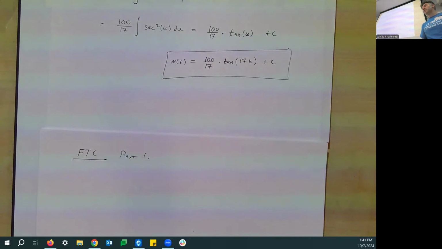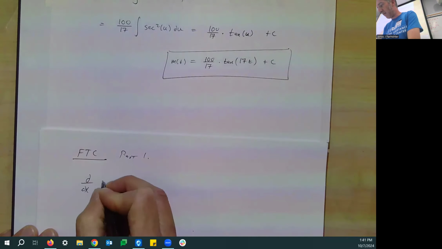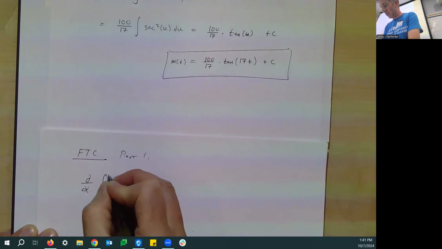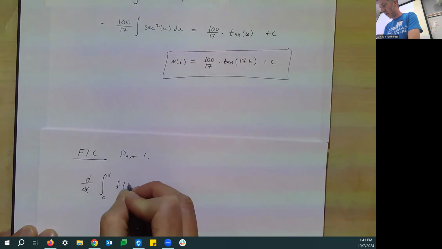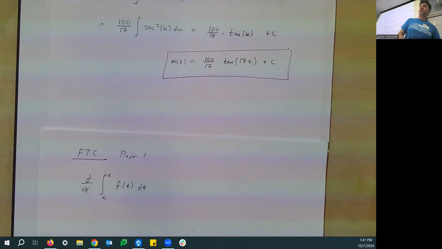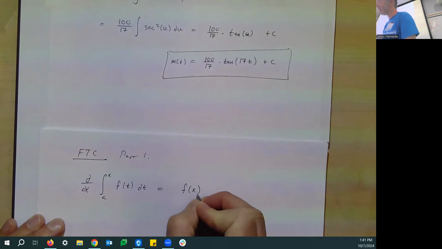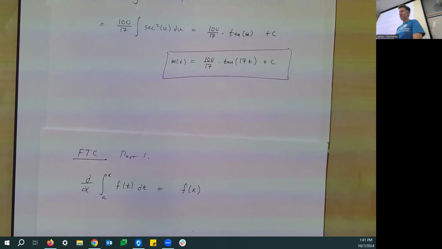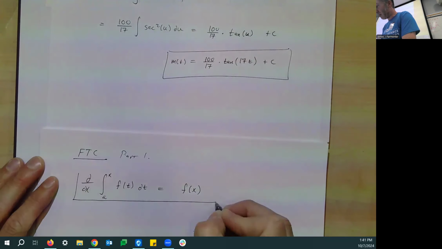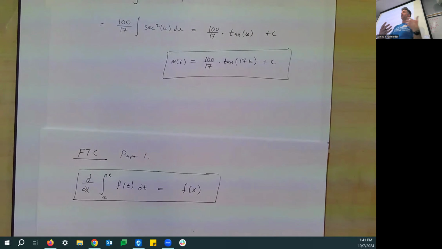And the way we write this is that the derivative of the antiderivative from a to x of some function f of t dt is going to equal, well, if you do the antiderivative, you get something. If you do the derivative of that, you're going to get back to where you started, which is the function inside the integral. It's going to be f of x. Now, that might not be the best way of saying it right off the bat, but that is how you write the fundamental theorem of calculus part 1.